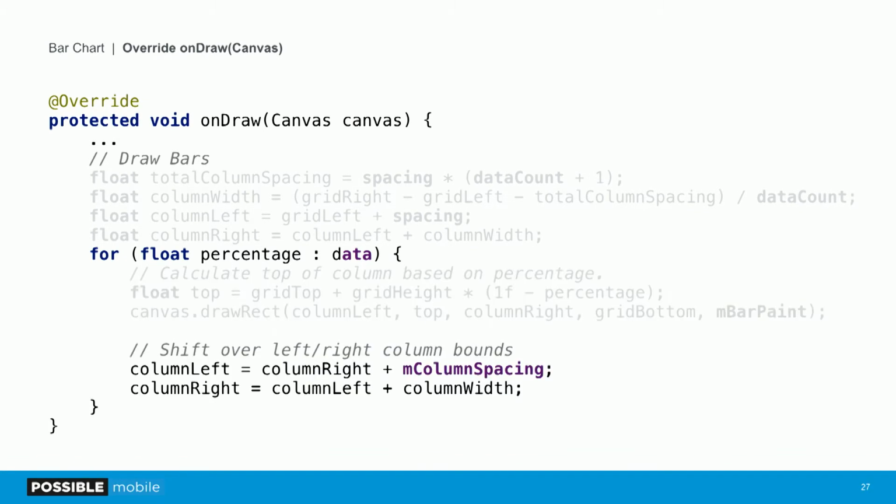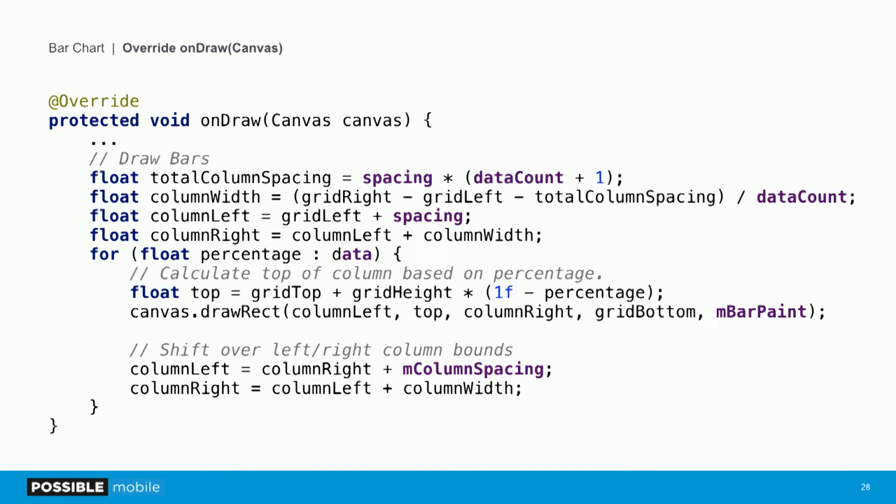So after we draw each grid, here we're just going to shift over our left and right. The left of the next column over is just going to be the right of the previous column plus some spacing, and then the right side of that column is going to be the left plus some width. So we'll iterate over every piece of data we have there, and that's what our on-draw looks like.